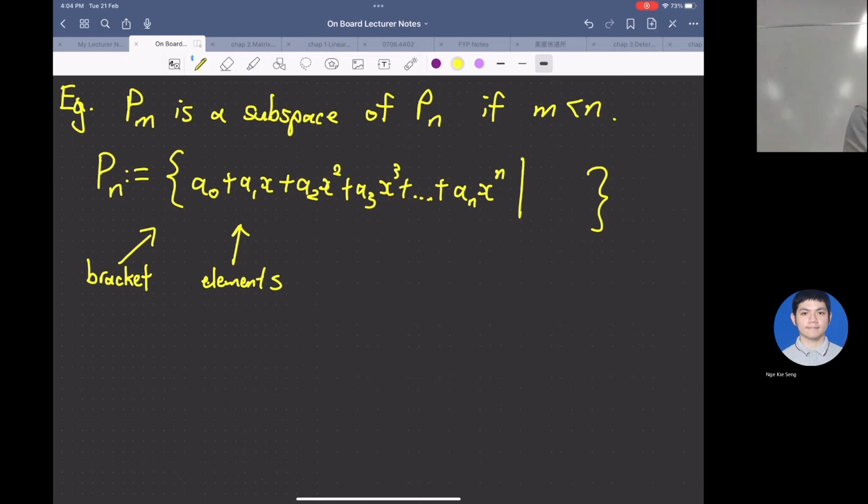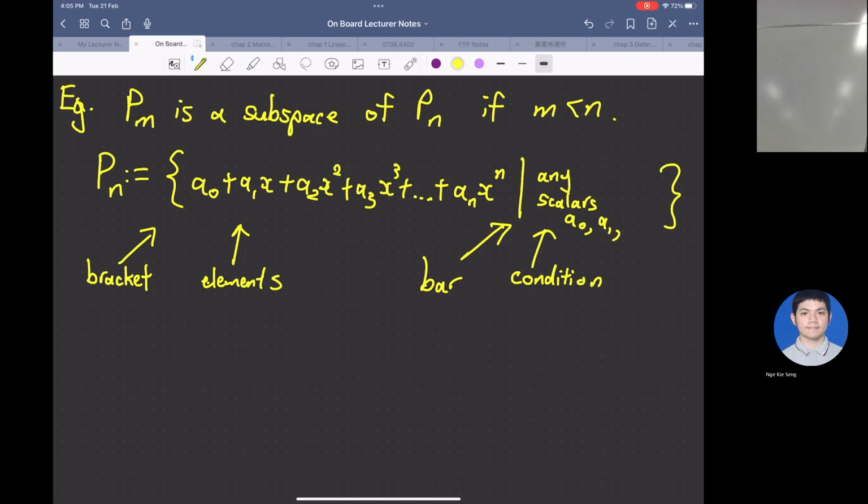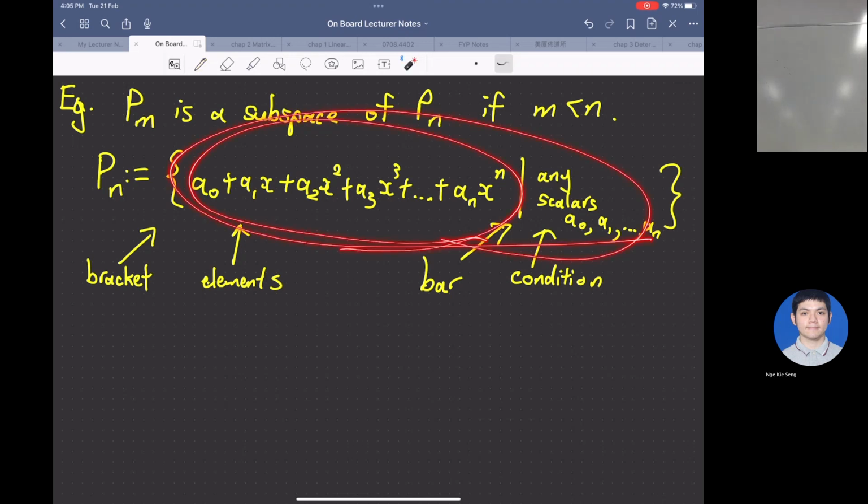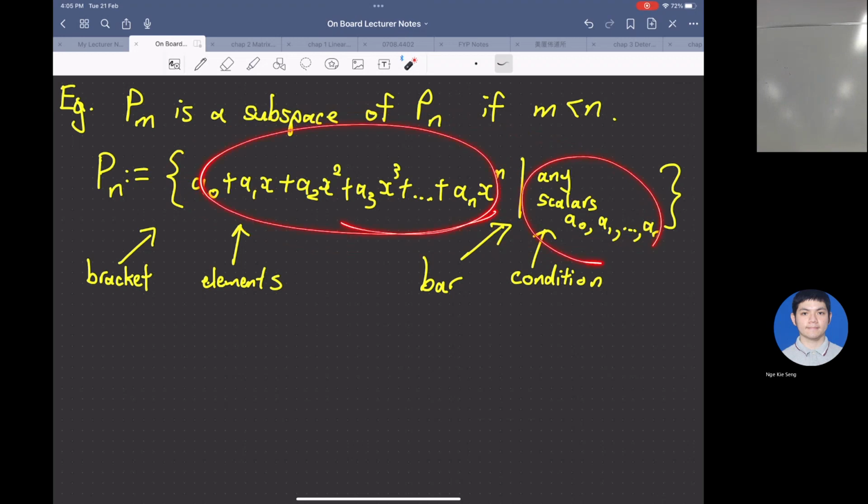Okay, and then we will write some condition after the bar. This one is called the bar, maybe. The condition we'll put here is for any scalars a0, a1 up to an. If you learned set builder notation before, this is a simplified one. Inside this set, it describes what element is in here. How does it look?